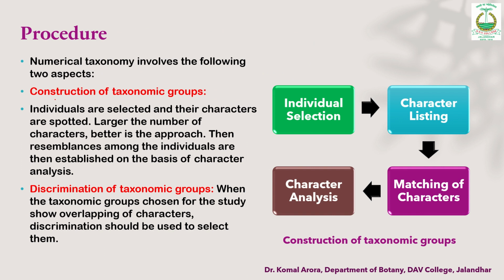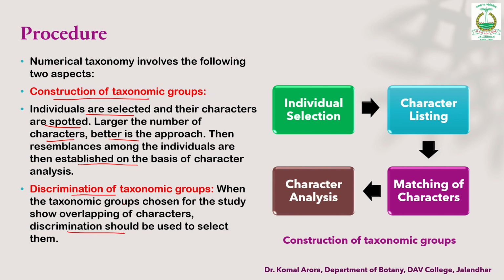First, you have to construct the taxonomic groups. Then individuals for that are selected and their characters are spotted. The larger the number of characters, the better the approach. The resemblance among the individuals is then established on the basis of their character analysis, which is usually done with the help of softwares. Then next is the discrimination of the taxonomic groups. When the taxonomic groups chosen for the study show some overlapping of characters, then discrimination should be used to select them.